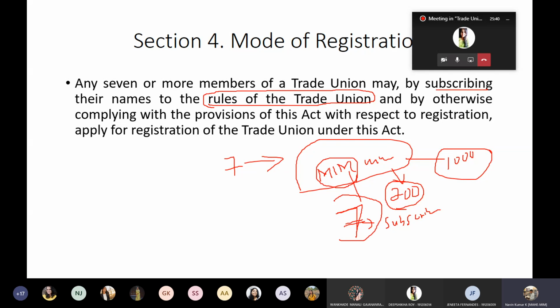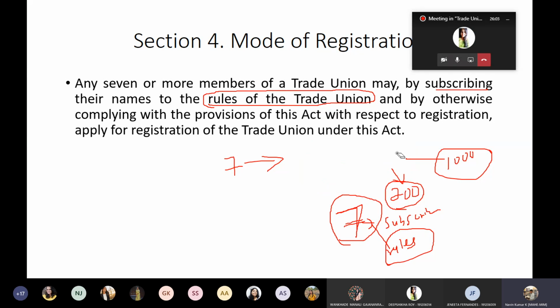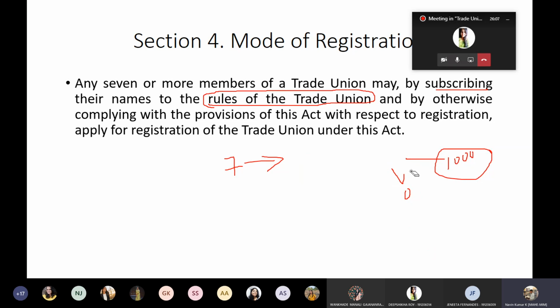These 7 people must subscribe their names to the rules of the trade union, and along with the application, they need to submit the same. Have you understood? For your understanding, 7 members must subscribe their names to the rules of the trade union, not the workmen we are talking about. We are talking about members of the union.